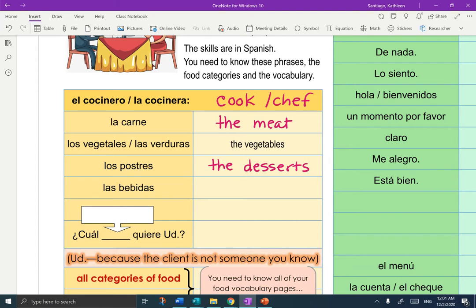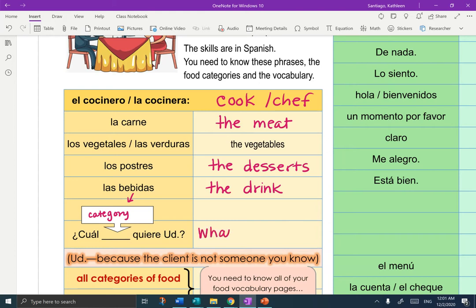Las bebidas comes from the verb beber, right? So las bebidas, or the drinks. And the chef would be saying, ¿Cuál bebida quiere usted? ¿Cuál postre? So one of these words goes in this blank, right? What's going to go in there is the category. So you need to know your categories.